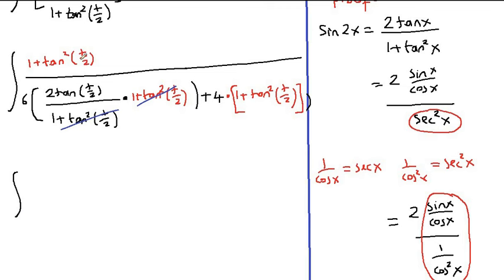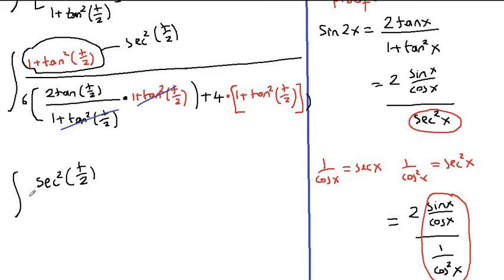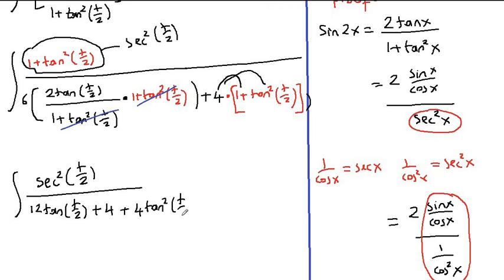We have 1 plus tangent squared of t over 2, that we can also replace with secant squared of t over 2 using the Pythagorean identity. So we have secant squared of t over 2 divided by, let's multiply 6 by 2, so 12 tangent t over 2 plus, let's distribute this 4, so 4 times 1 is 4, and 4 times tangent squared of t over 2 is 4 tangent squared of t over 2. And we have dt here.